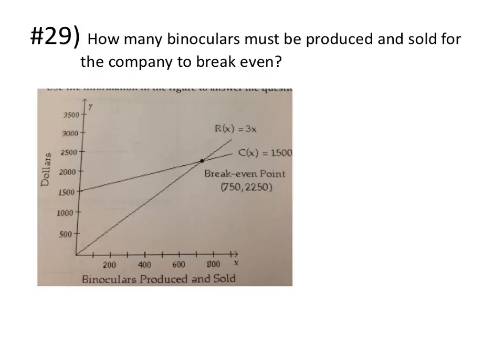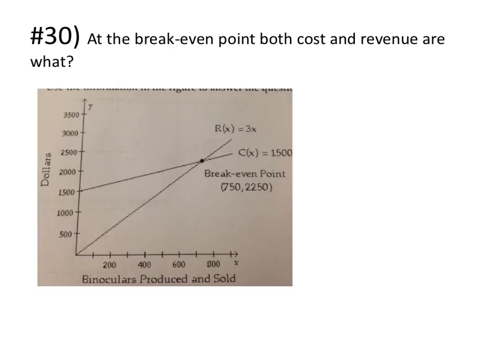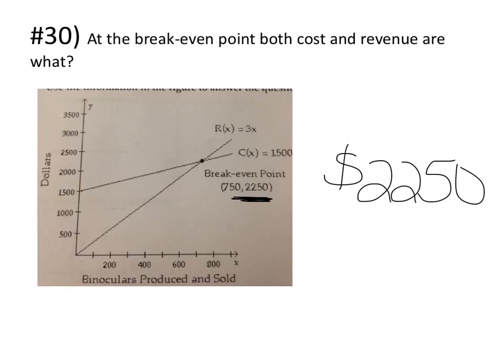Okay, how many binoculars must be sold for the company to break even? All you have to do with this is look at the binoculars being produced. The break-even point is your x value, so your answer is just 750. Just look at your x value at your intersection. At the break-even point, both cost and revenue are what? $2,250. All right.